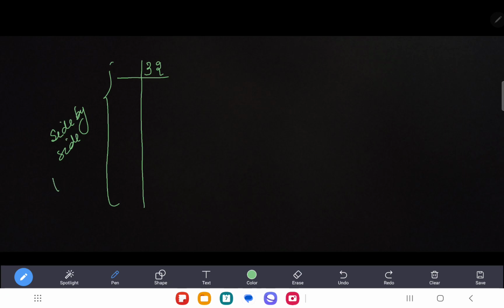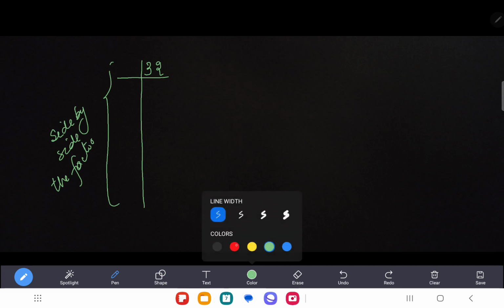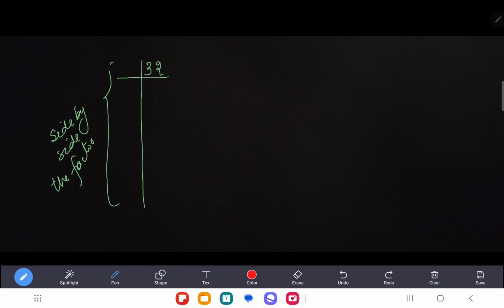Let's start with 32. I want you to write down the factors of it side by side. Think of the smallest number that can divide 32. Do you think that 2 can divide 32? Okay. So speak the table, divide 32 with 2 and tell me what the answer is.